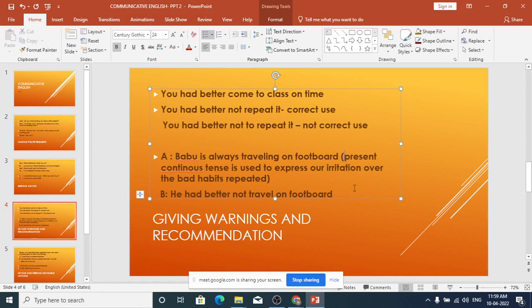Not correct use. A. Babu is always traveling on footboard. Present continuous tense is used to express our irritation over bad habits repeated. Correct. B. He had better not travel on the footboard. Correct. Okay. Very good. Who is this girl? Tejaswini, sir. Very good. Okay, right. Let's go to the next.